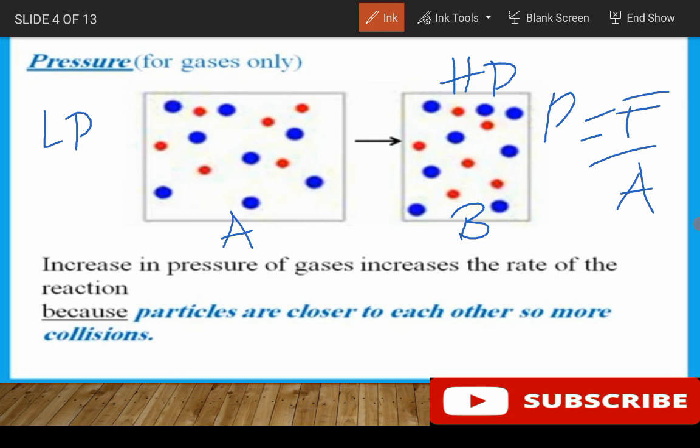Alright, so if you are asked in an exam to explain how pressure affects the rate of reaction of gases, it's because when pressure increases, particles get closer to each other, so the number of collisions increases, and hence the rate of reaction also increases.